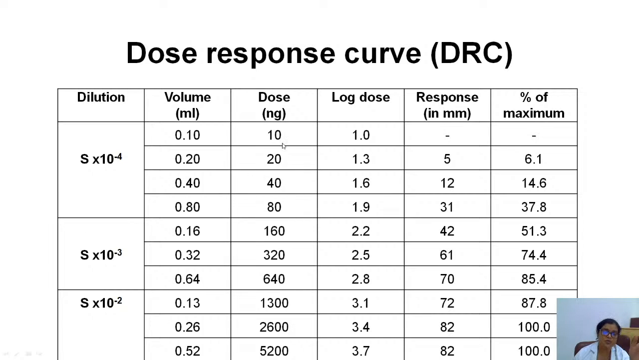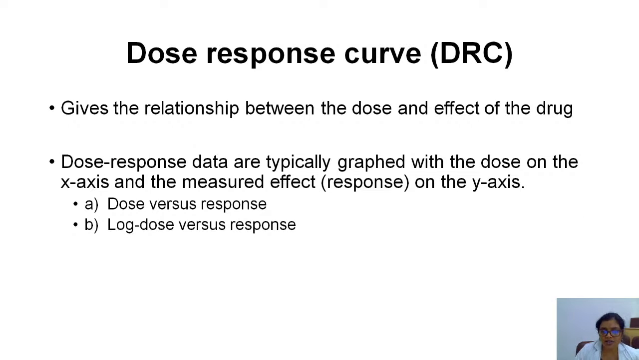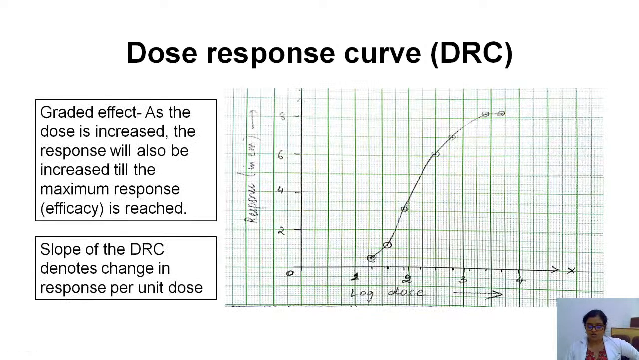The dose goes from 10 to 20, 20, 40, 40 to 80. It's not possible on normal graph paper, because as I told you, it is getting doubled, increasing in logarithmic fashion or geometric progression. So that's why we use the log dose in such calculation. Generally this is a DRC which we have plotted. As we see a graded effect, as the dose is increased, the response will also increase. It is an S-type curve.